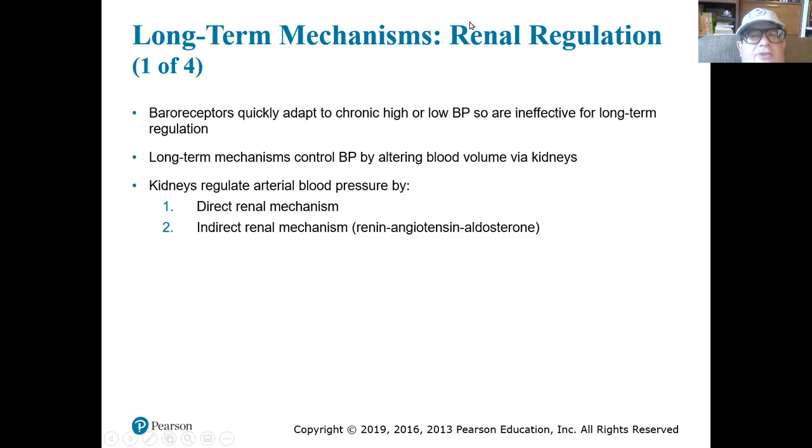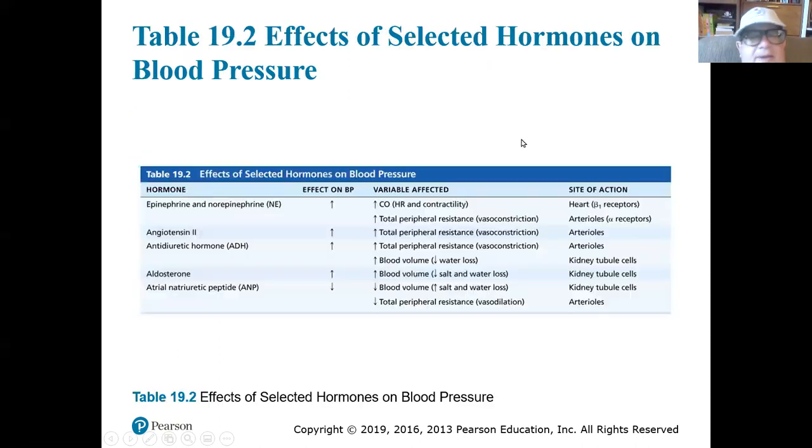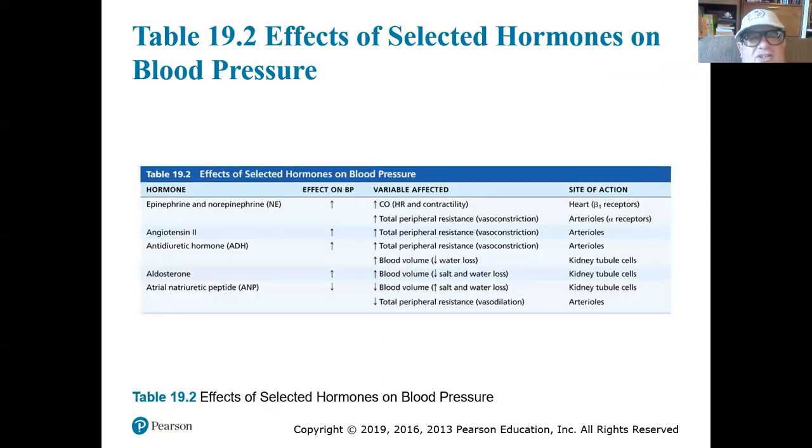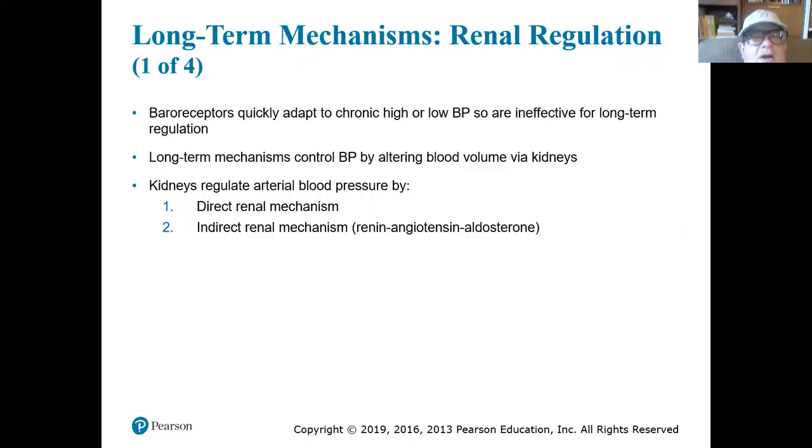So, long-term mechanism, renal regulation. Like I said, this is sloppy because we're going to be talking again about ADH and ANP. Well, we're going to be talking again about angiotensin 2 and ADH. So that break between hormonal controls and renal controls is sort of iffy because of the renin-angiotensin mechanism. All right, but here, baroreceptors quickly adapt to chronic high or low, and so they're not good for long-term regulation. You got to have something else regulating, and kidneys do long-term regulation of blood pressure.